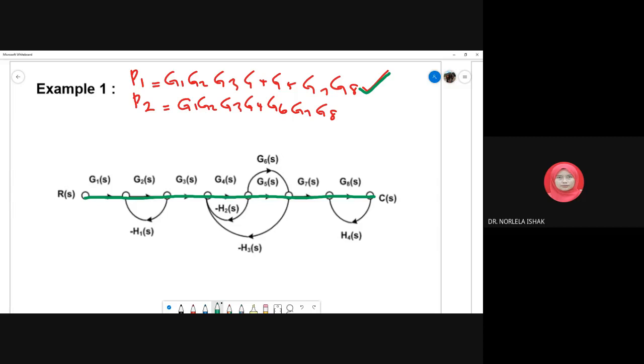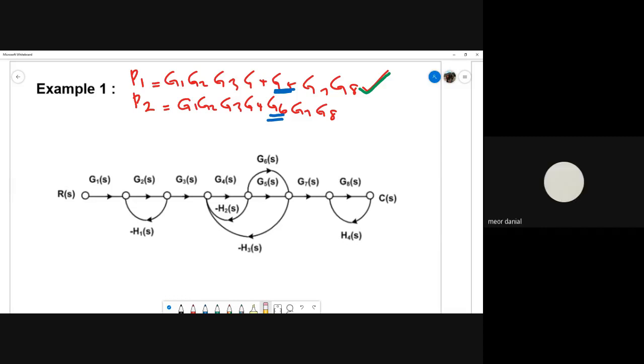For the P2 route, we look at the arrows to see where else we can go. We follow here, go up, then come here. That's why we have G6 instead of G5 in the other route. Okay? That's how to define the forward paths. For this example, we have two forward paths, P1 and P2. How about the loops? How do we find the loops? Madam will show how to define a loop.